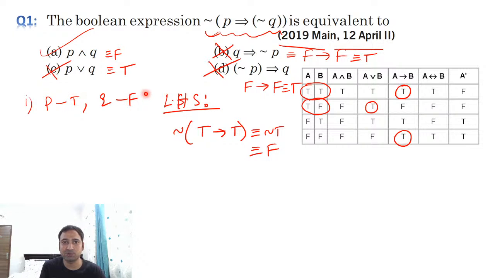If I take P true, Q false, the left hand side is becoming false. In the options also we should get false. But if you observe, only the first option is giving false. Why? Because true and false is false, true or false is true, and Q implies Q, false implies false is true, and the fourth option also, false implies false is true. So only the first option is satisfying. That's it. The first option is the answer. Easily we are getting it.